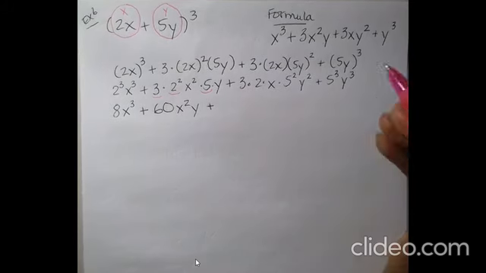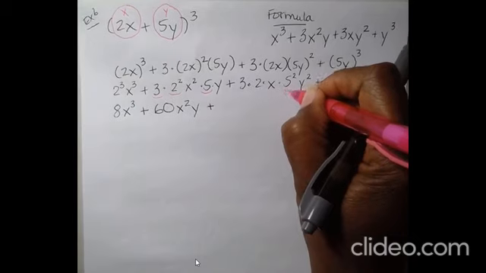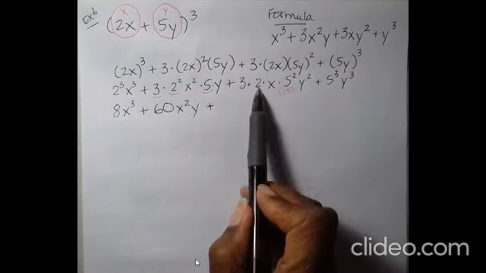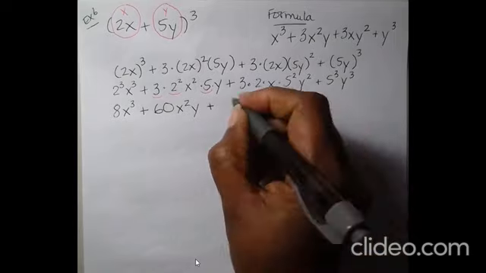Next term, 3 times 2 and 5 times 5 is 25. I'm just putting that here so we'll know what we're working with. So 3 times 2 is 6 times 25 is 150.